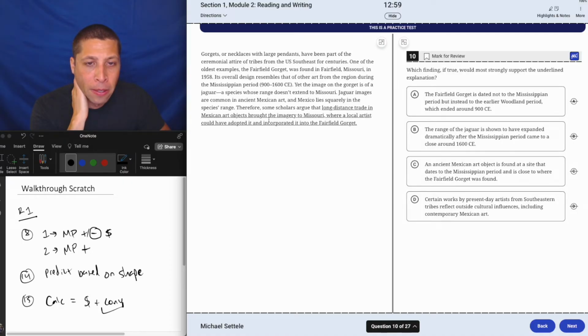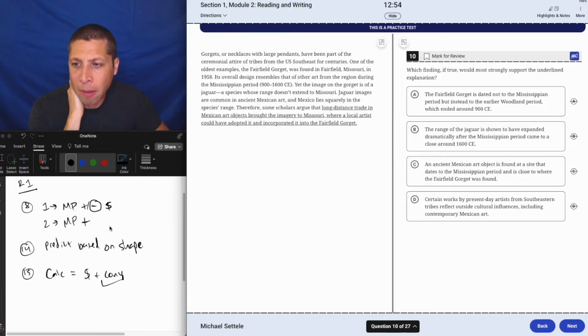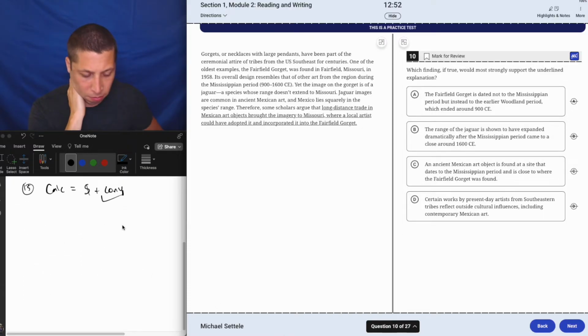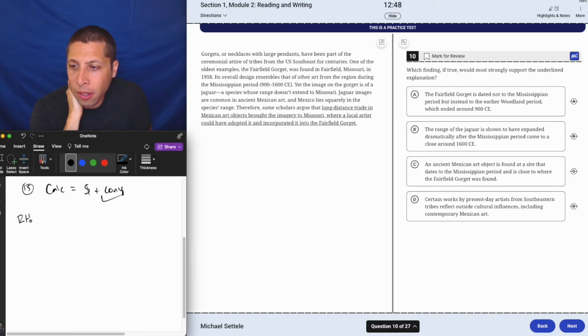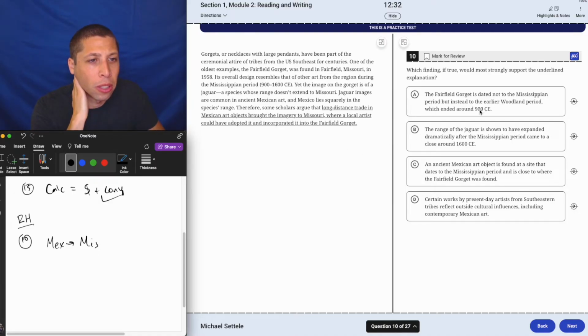Okay, so we're trying to say, let me even write this down maybe. So this is R2. This is number 10. It's long-distance trade in Mexican art objects brought the image to Missouri, where a local artist, right? So something like Mexico to Missouri, anything like that, I'm going to be good with. The Fairfield gorget is dated not to the Mississippian period, but instead to the earlier Woodland period, which ended around 900. I don't know why that would matter.